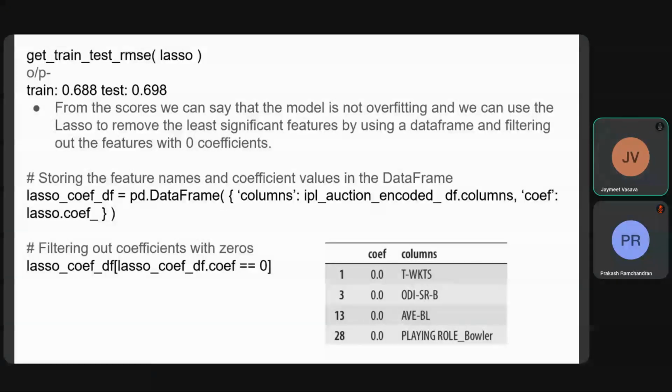So storing the values of the columns that are least significant or are of zero coefficients, and then printing the values of those columns. These are the columns that we get as an output. You can see the image on the bottom right, the coefficients that have 0, and the columns: T wickets, ODI, strike rate, batting average, bowling, then playing role, bowler.